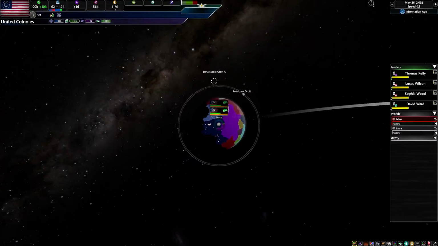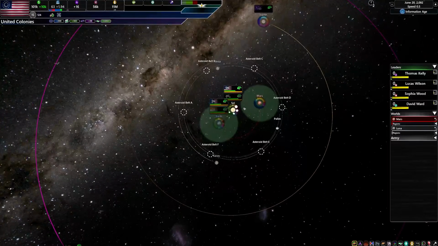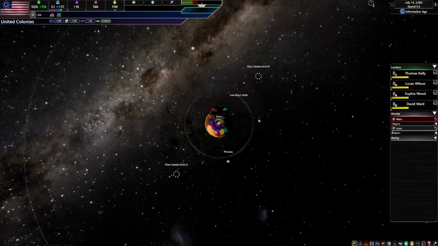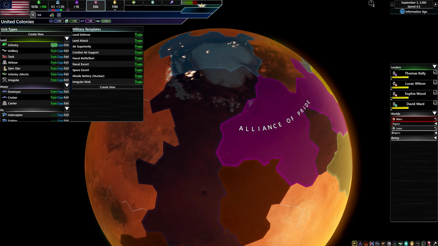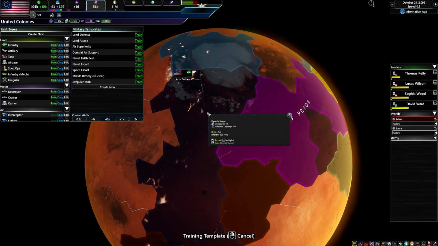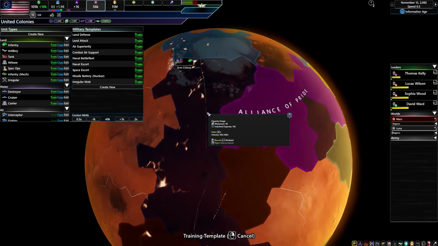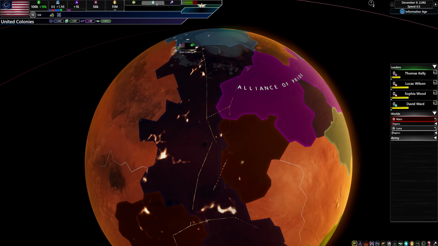Now, the United Colonies is sort of uniquely split between two different planets. So we kind of have to choose which one we want to focus on. In this case, I'm going to focus on Mars, because that is what I want to do.